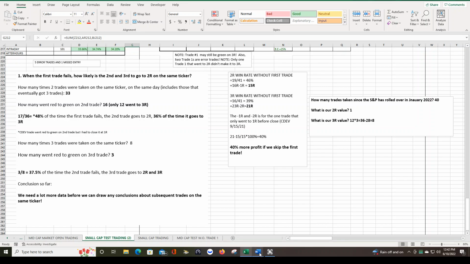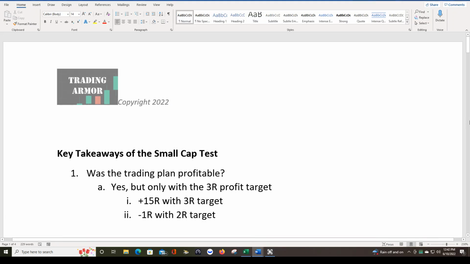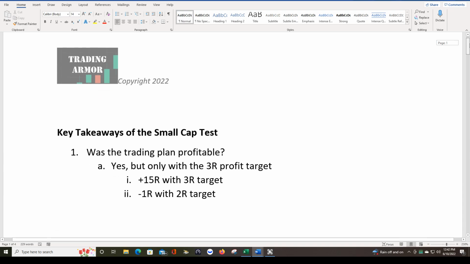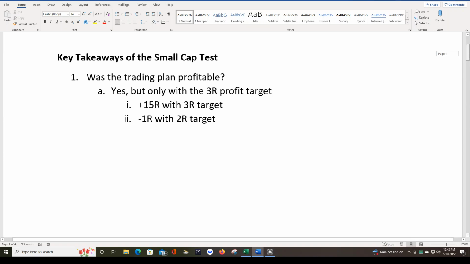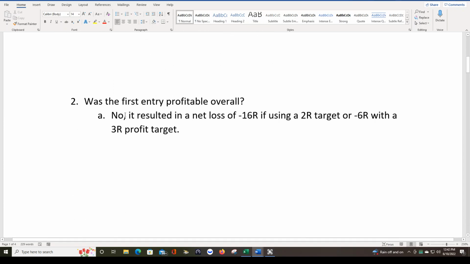What I want to do now is take us to the key takeaways, and we've seen the results. We know that the plan is profitable as long as you hold till 3R, right? So was it profitable? We just said that. Yep. It was up 15R with a 3R target, and we know we could be up 21R if we skipped that first entry. And that's what this is about.